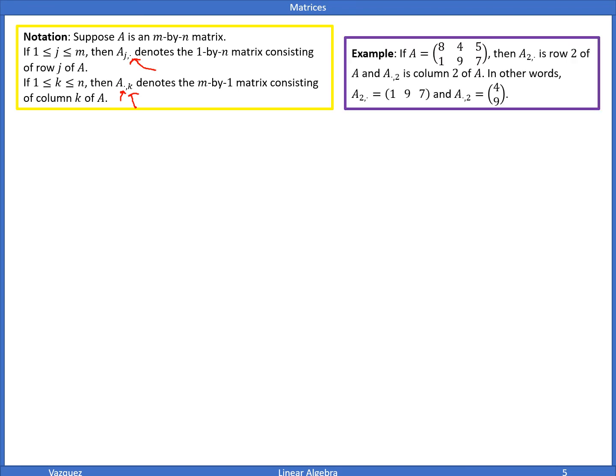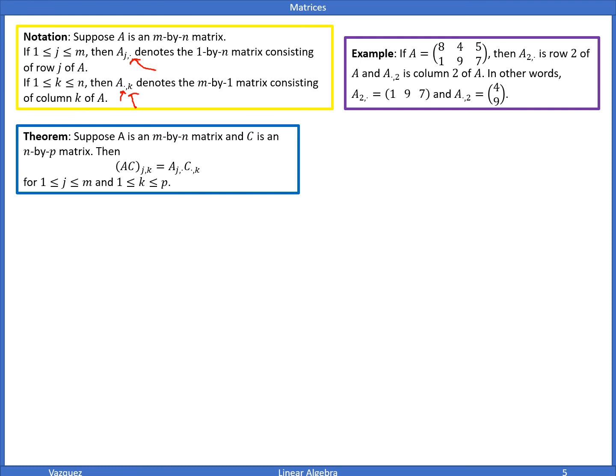So an example, if A is this matrix, then A 2 dot, we just consider what? The second row of A, which is exactly 197, as you can see here. Or if we have A dot 2, then we just consider the second column. So it's just 49. That's just the notation for that.